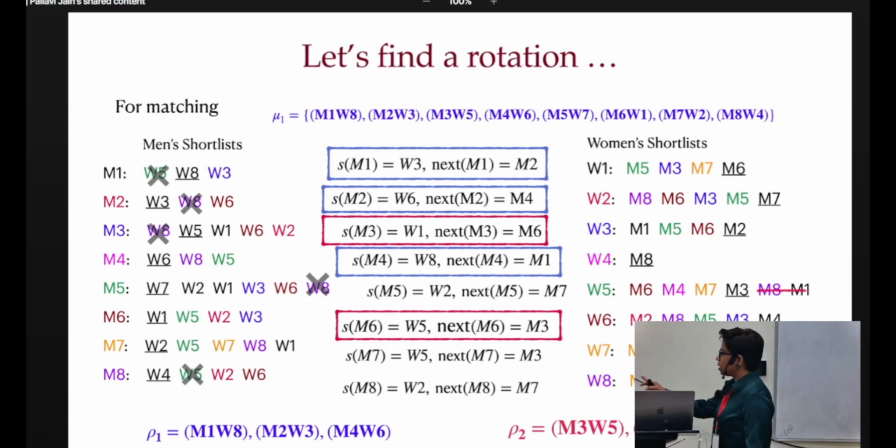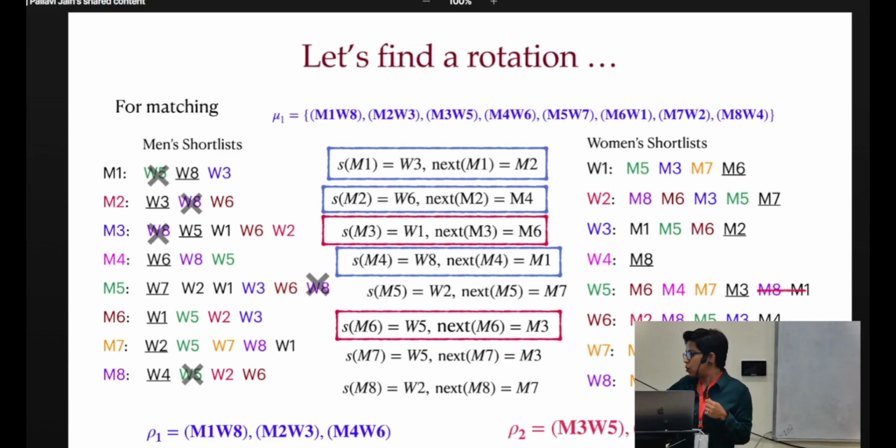So M3W5 is part of a matching that by definition is stable, right? We chose that mu1 is a stable matching, so mu1 cannot have any blocking pairs. So if I just look at the rotation rho 2, which is basically just a subset of the matching edges, with some additional properties, it is still a subset of matching edges. It cannot have blocking pairs because the bigger matching does not have any blocking pairs, right?